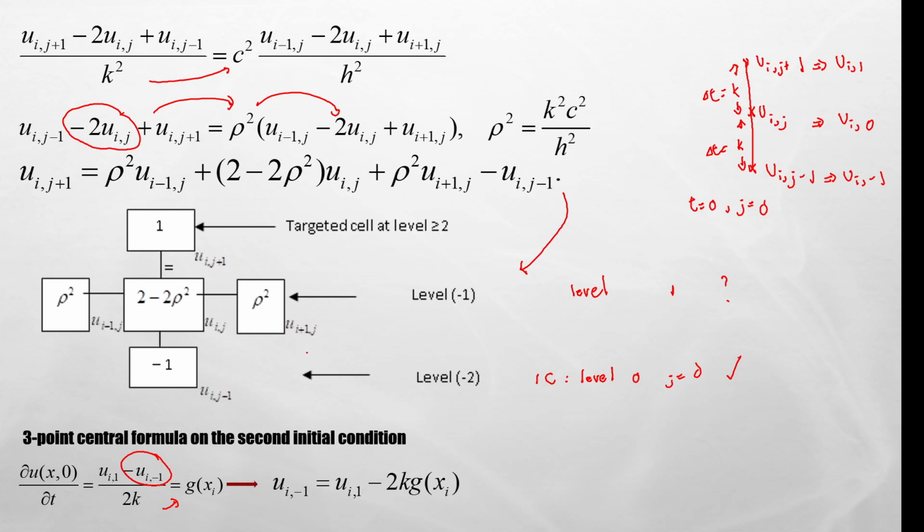In order to get level 1, we have to eliminate this one, u_{i,j-1}. So when j is 0, this is u_{i,-1}. Up to now, do you have any question or any step that is not clear?